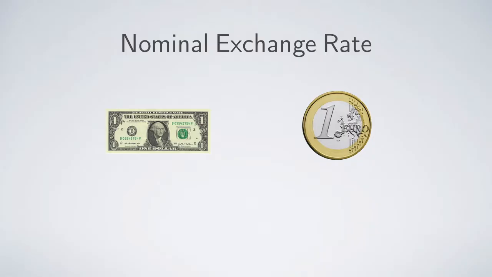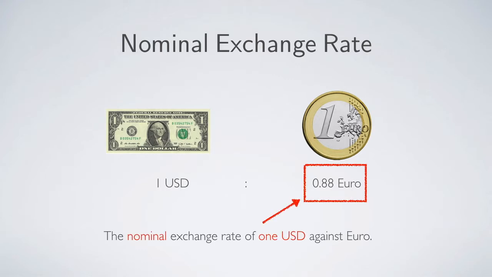First, we want to understand the definition of real exchange rate. We start from nominal exchange rate. In our daily life, we see nominal exchange rate like the following one, that $1 may be equal to 0.88 euro. So this number 0.88 actually is called the nominal exchange rate of $1 against euro.